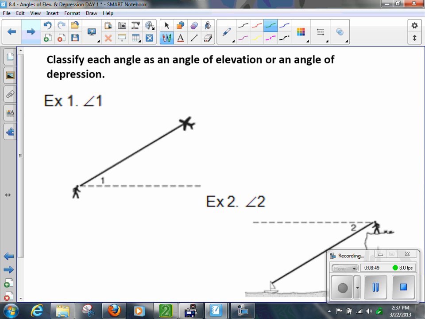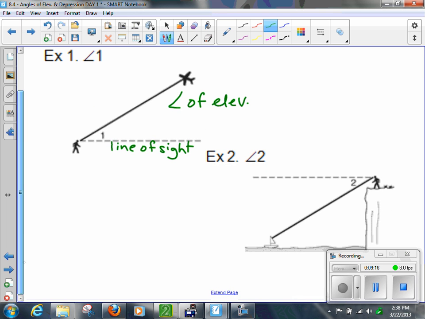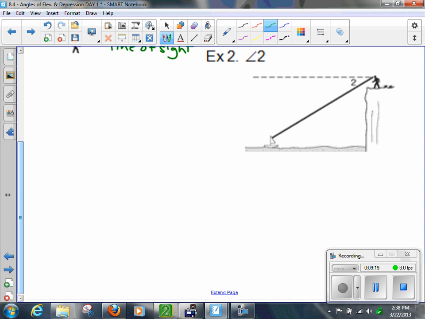Look at this. So I'm looking at angle 1. It says classify each angle as an angle of elevation or an angle of depression. So here's the fella. His line of sight is here. He's looking up towards the plane. Is angle 1 an angle of elevation or depression? Elevation. Angle of elevation. There's the same guy on a cliff looking down towards the boat. What is angle 2? That's the angle of depression. Angle of depression.